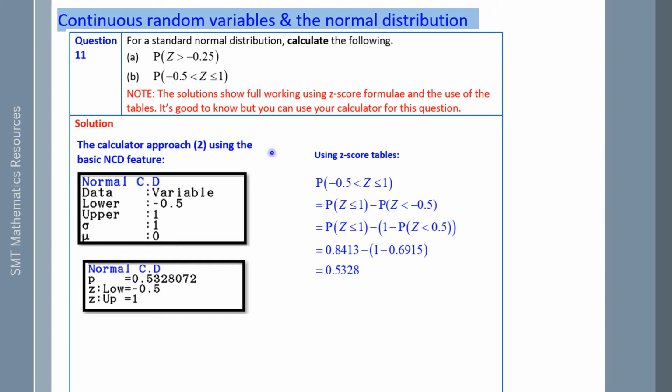If you have to use Z-score tables, you've got your probability of Z being between -0.5 and 1, which is your furthest right one, take your furthest left. So the probability of Z being less than 1, take the probability of Z being less than -0.5. If you didn't have negative Z-score tables, you'd have to then use symmetry here, work out your values, and you get the same answer. But you've got a graphics calculator, so it's all been simplified for you.